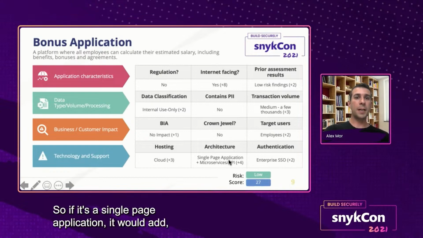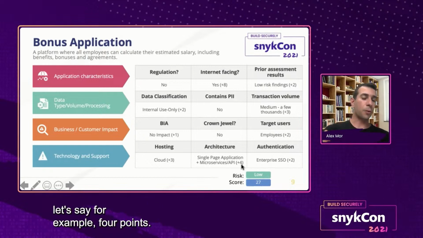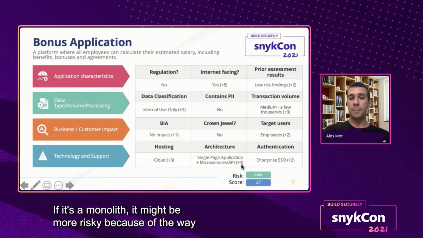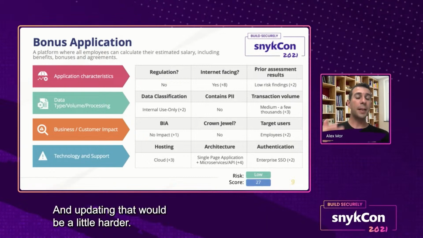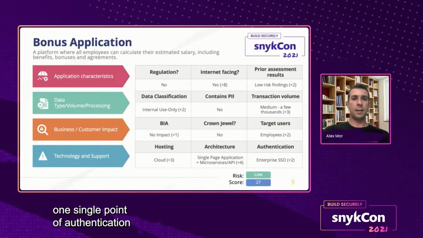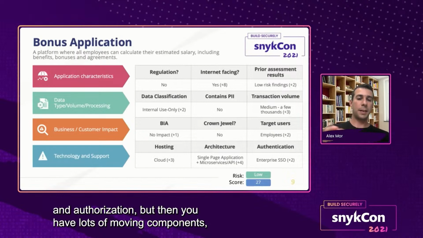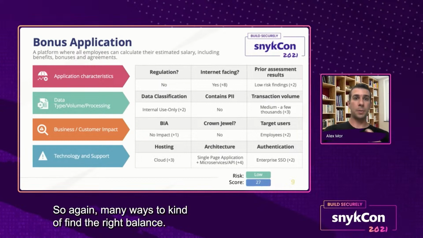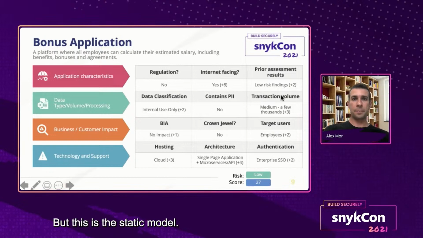If it's a single page application, it will add, for example, 4 points. If it's a monolith, it might be more risky because of the way it's structured, and updating and upgrading it will be a little harder. If you have one single point of authentication and authorization, but lots of moving parts within the application. So there are many ways to find the right balance, but this is the static model. A very simple approach.